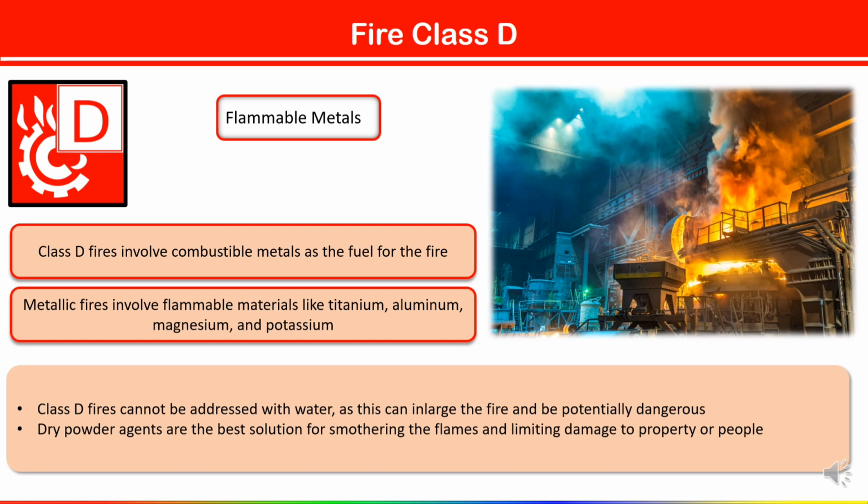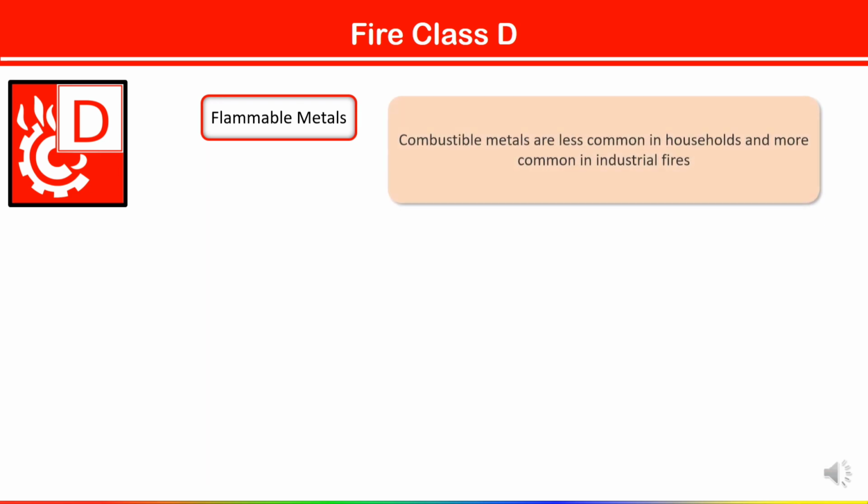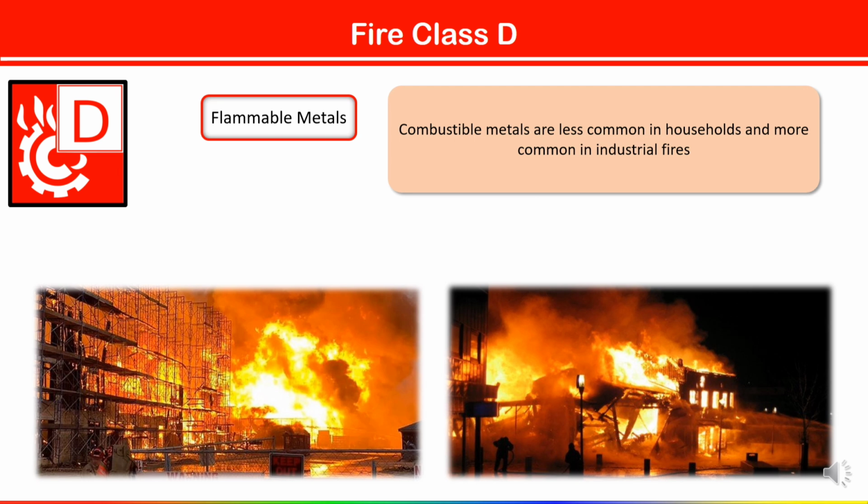And here remember one thing, as I told you, you have to avoid water or foam extinguisher to extinguish class D fire, because water and foam are extremely dangerous with class D fire. Water can cause violent reaction, especially with metal like sodium and potassium, which can explode on contact with water. So avoid water and foam extinguisher for class D fire. Next, here it is given that combustible metal fires are less common in households and more common in industrial fires. Generally, this class of fire you will get in industrial settings.